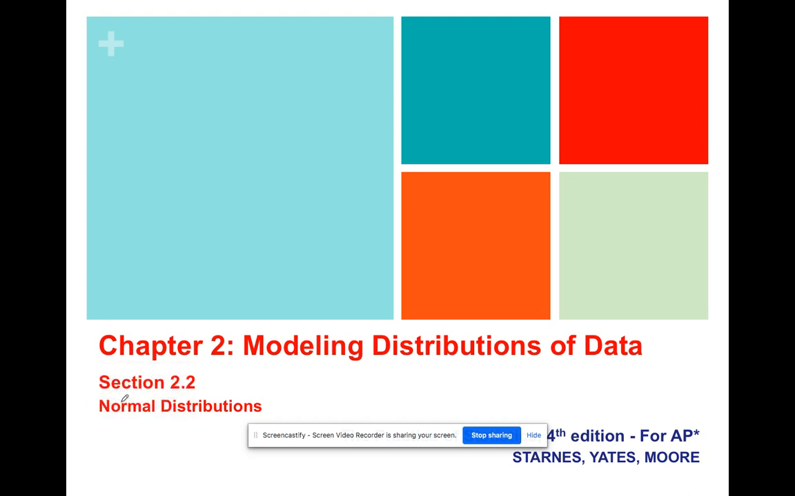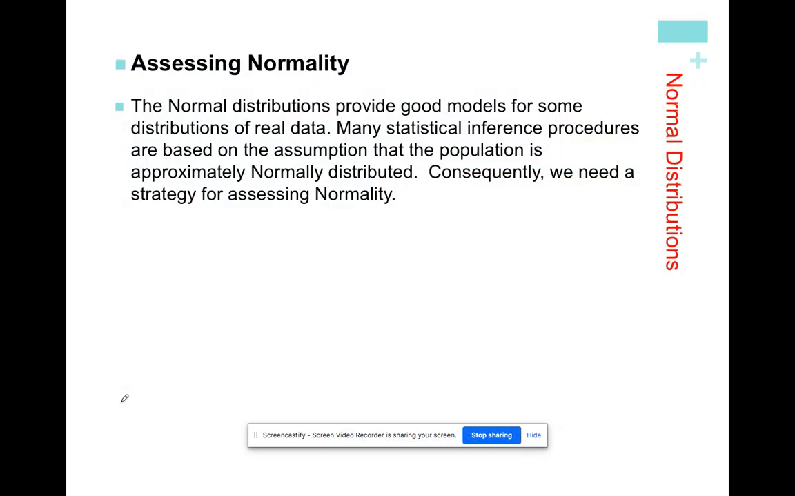So in the previous two sections, or PowerPoint lessons, we've learned about the normal distributions and how we can do normal calculations using the standard normal curve. But those calculations are only appropriate if a data set is at least reasonably normal. So there are some ways that we can assess normality, and that's what we're going to talk about today.